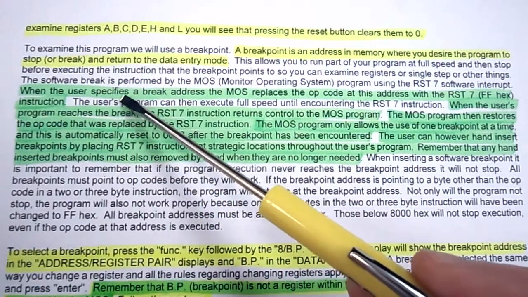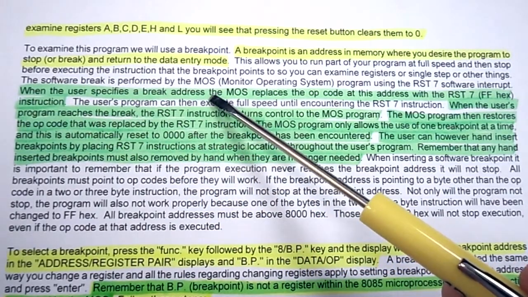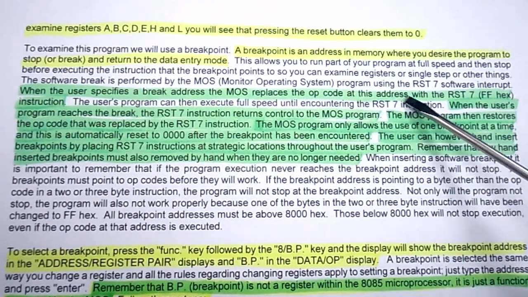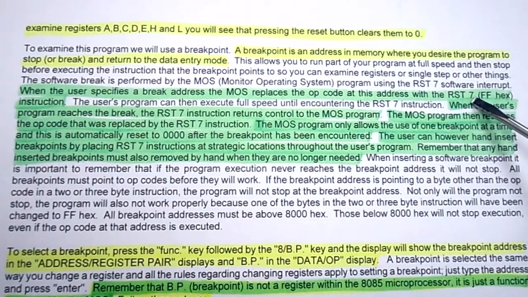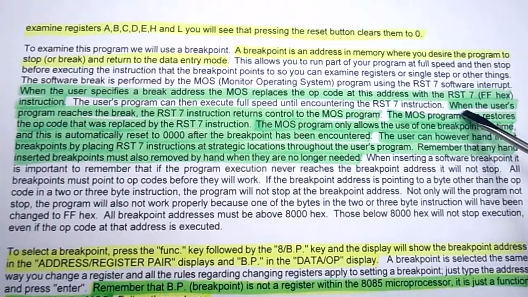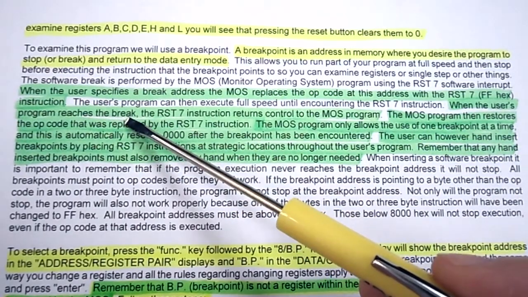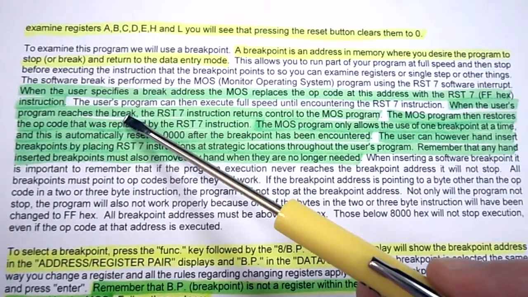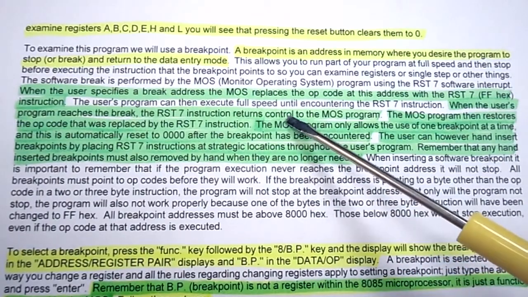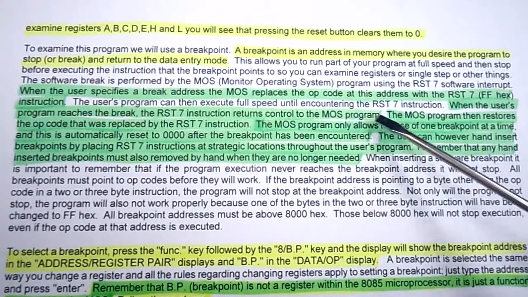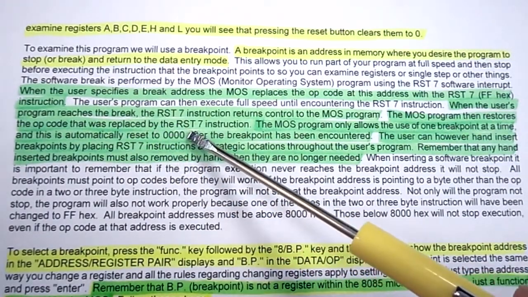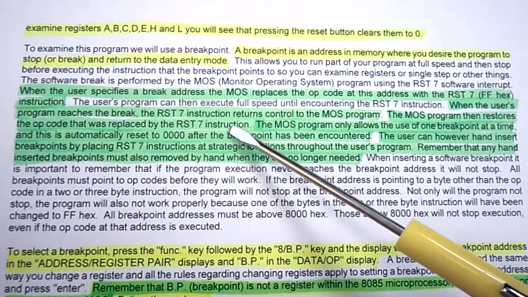So they're saying when the user specifies a break address, the Monitor Operating System replaces the opcode at this address with the restart 7 FF instruction. It then says when the user's program reaches the breakpoint. Now this is important because it has to reach that breakpoint. The Restart 7 instruction returns control to the Monitor Operating System. The MOS program then restores the opcode that was replaced by the Restart 7 instruction.